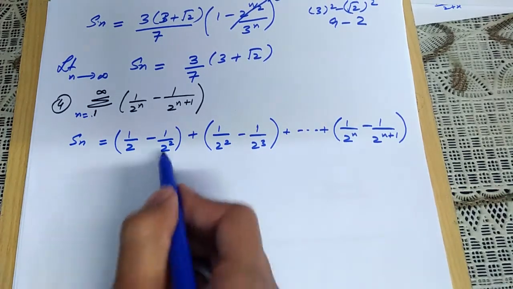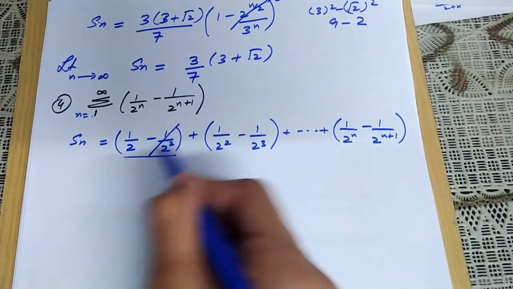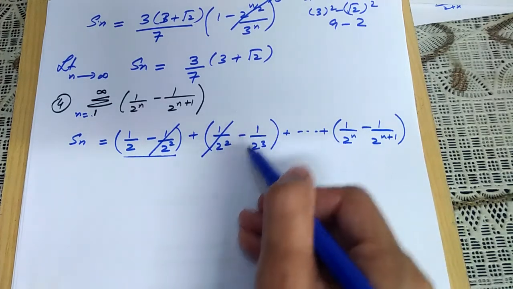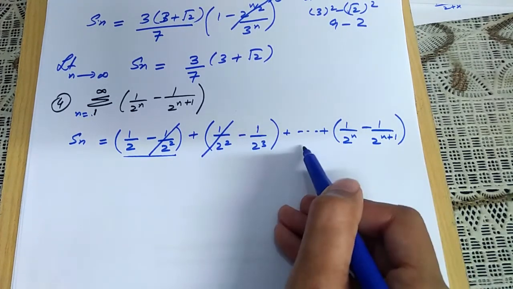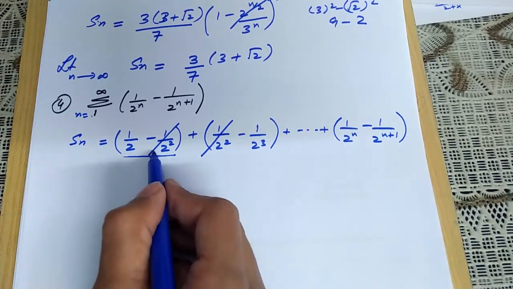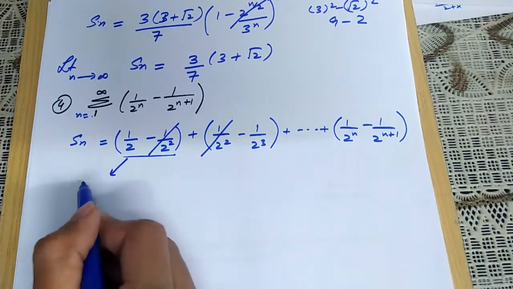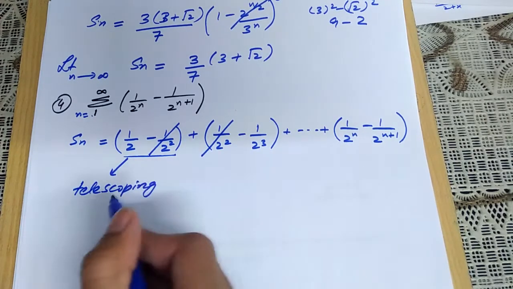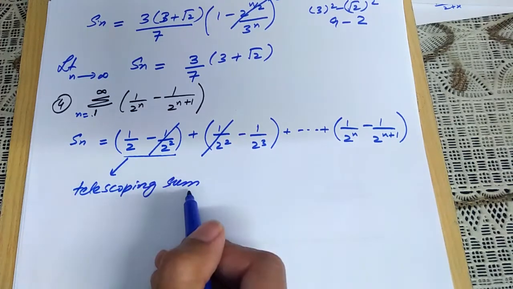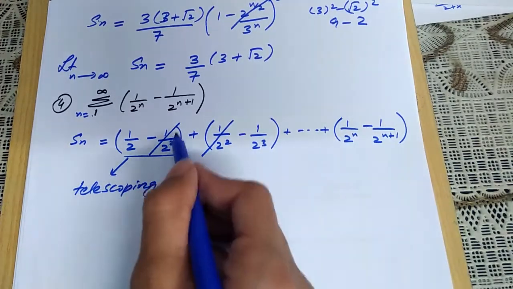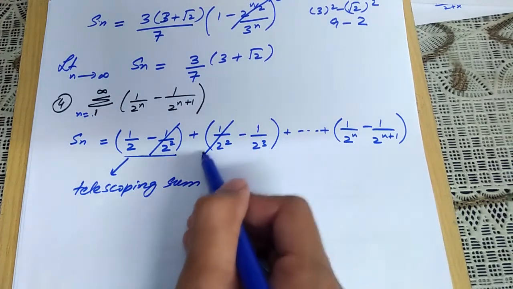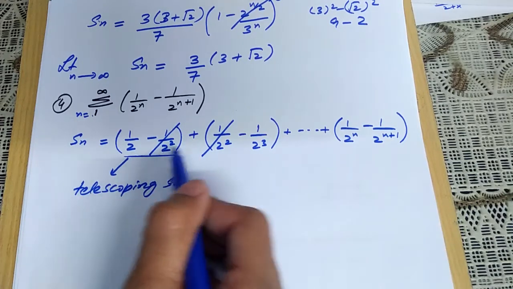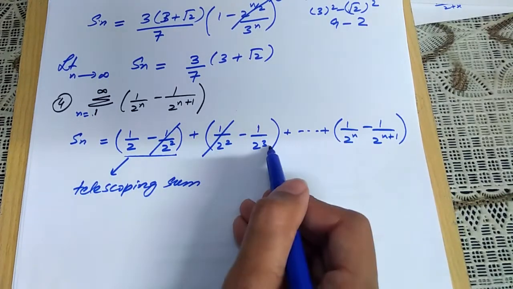If you observe, in the first bracket the last term can be cancelled out with the first term of the next bracket. So this is a telescoping sum. A telescoping sum is a sum of terms in which every second term of a bracket is cancelled out with the first term of the next bracket.